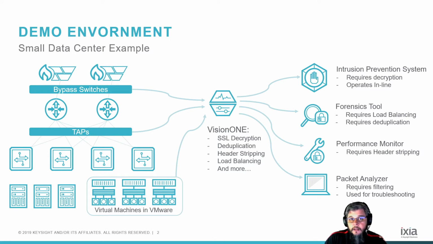And then finally, we have a packet analyzer. You can think of this as just a Wireshark running on a laptop. This is great for those troubleshooting exercises where you're trying to pinpoint a specific flow or a specific piece of traffic in the network and do a packet capture and do some packet analysis on that. So we'll show you how we can set up custom filters on the fly for different types of traffic. Without further ado, let's get into the demo.